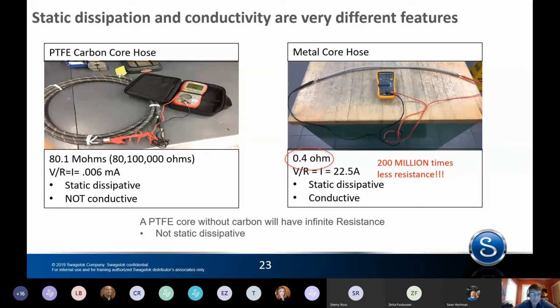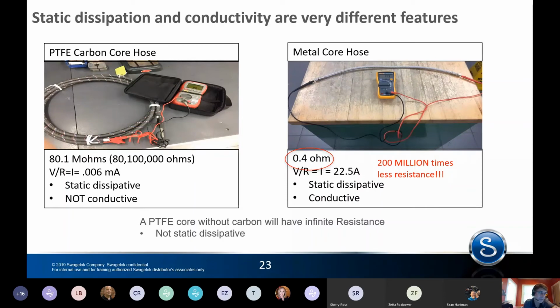The hose on the left is a nylon braided hose with a Teflon core with carbon infused into it. So it dissipates static buildup, but as you see here, it has 80 million ohms resistance. That's 200 million times higher than the metal hose you see on the right. It's not a grounding wire. It will not conduct enough electricity to be a conductive hose, but it will dissipate the static charge that builds up when you have different media flowing through it.